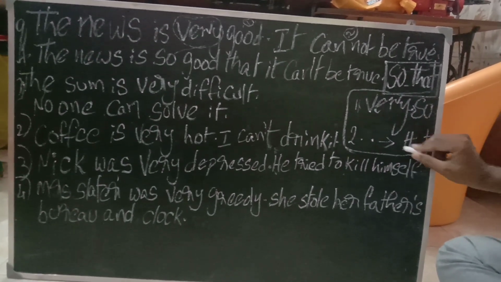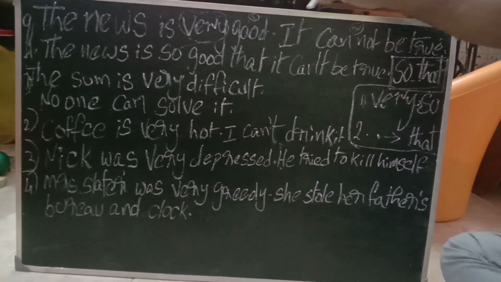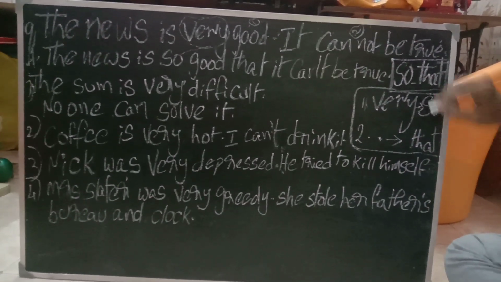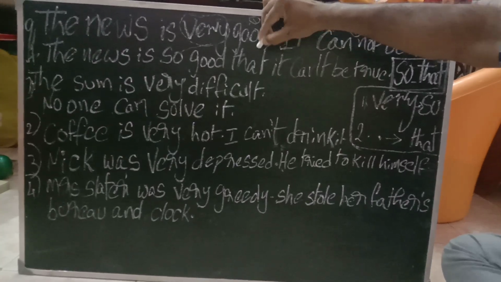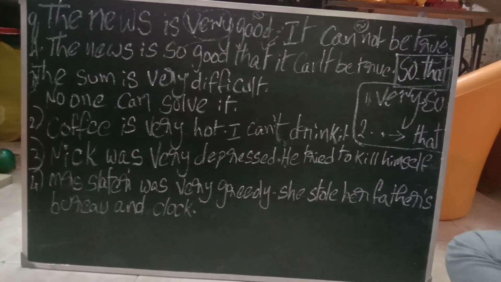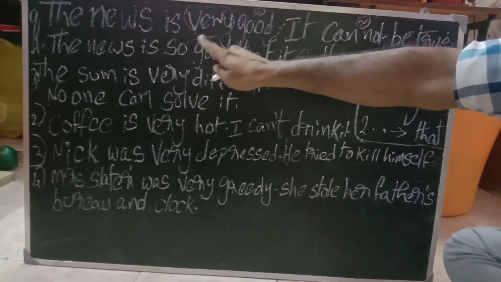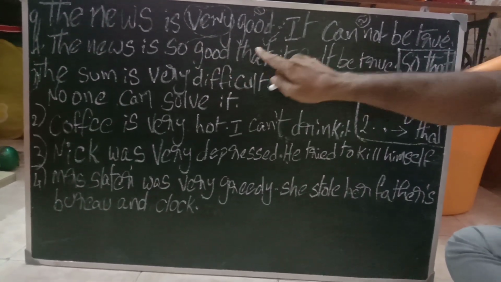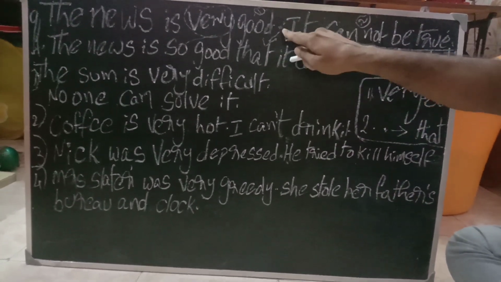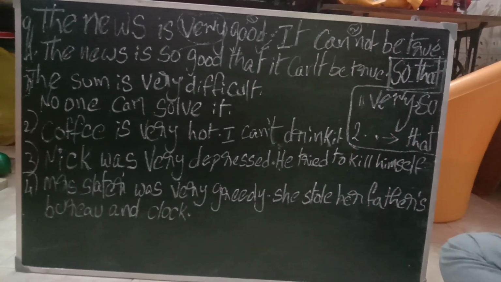The next change is that between the first sentence and the second sentence there is a full stop. In place of the full stop, we have to write "that". These two steps are enough to write a "so that" statement. See the answer: "The news is so good". In place of "very", we have written "so", same adjective. In place of the full stop, we write "that", and take down the second sentence as it is.